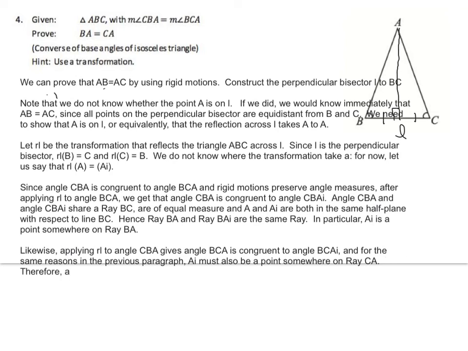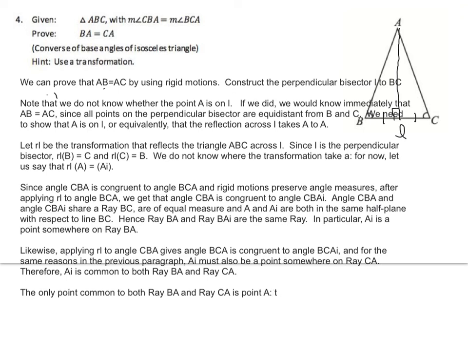Therefore, A prime is common to both ray BA and ray CA. The only point common to both ray BA and ray CA is point A. If you look at the names of them, that's what we mean. Thus, A and A prime must be the same point. A equals A prime.